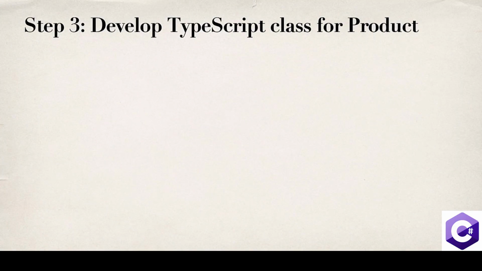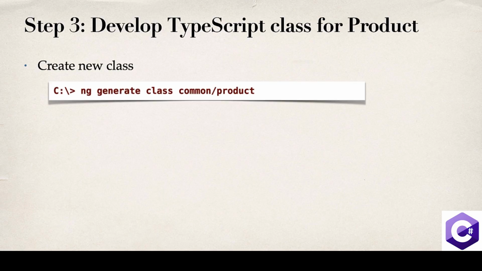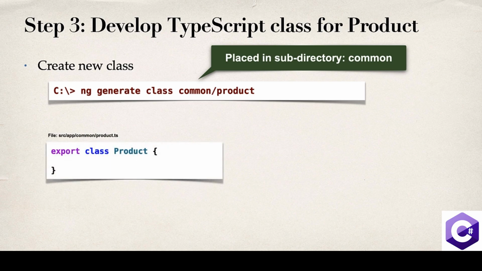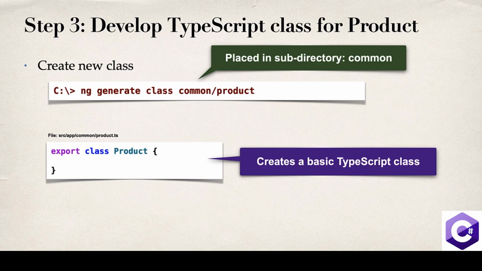In step 3, we'll develop our TypeScript class for our product. This is just a very basic TypeScript class that's going to hold the data for us. So we make use of ng generate class common/product. It'll create a very basic class that's just a shell, and then we'll add in these properties for our given product.